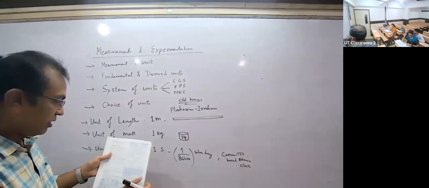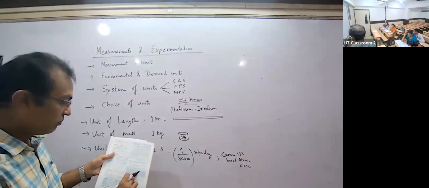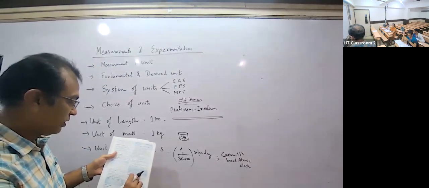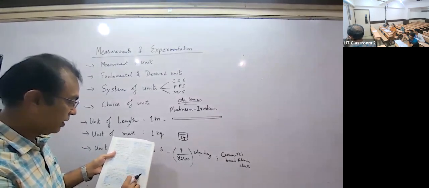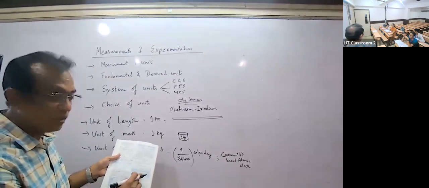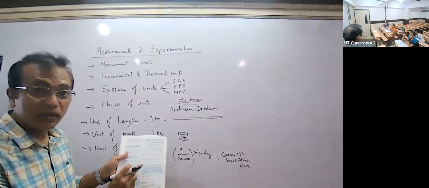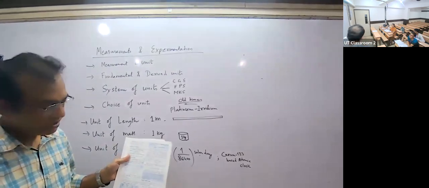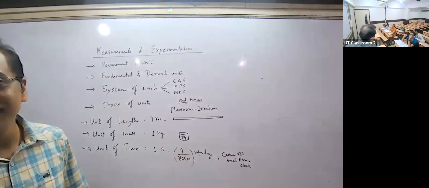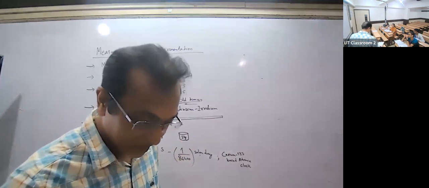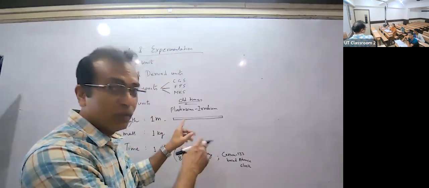1 second is the time interval of so many vibrations of radiation corresponding to the transition between two unperturbed ground state hyperfine levels of cesium. Now you will not understand it because this theory is not yet taught to you. So just read it once and forget about it. Okay, so now what you have to remember, we are going to start now.